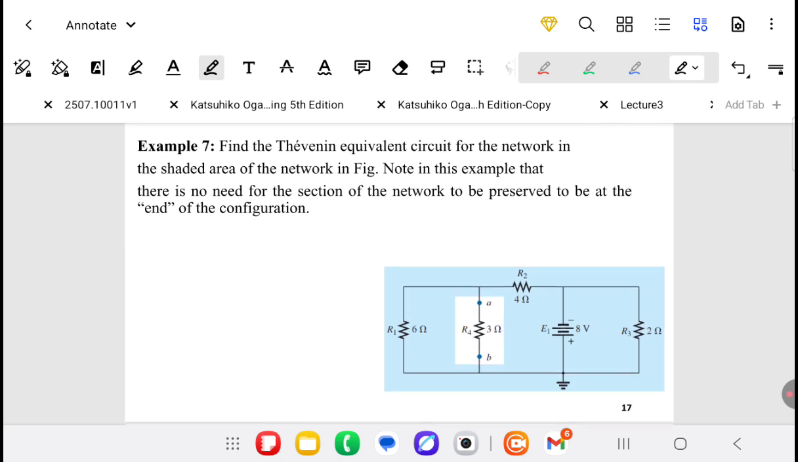Now we can see another example. Find the Thevenin equivalent circuit for the network in the shaded area. Note in this example that there is no need for the section of the network to be preserved to be at the end of the configuration. In all the previous examples, the load was at the right of the circuit or at the end of the circuit. Now the load is located in the center of the circuit.